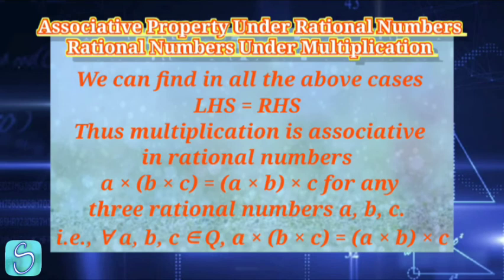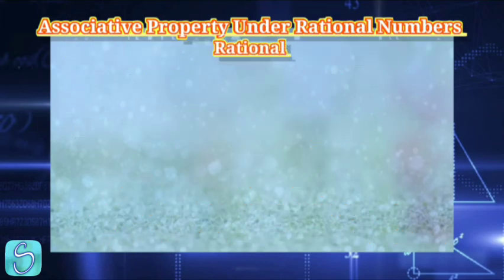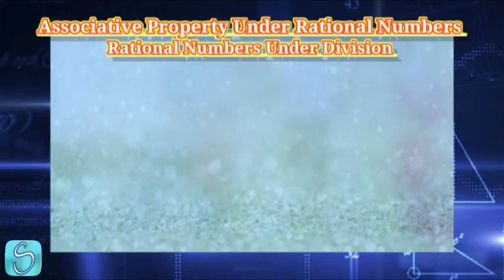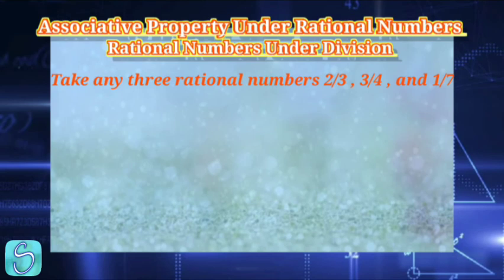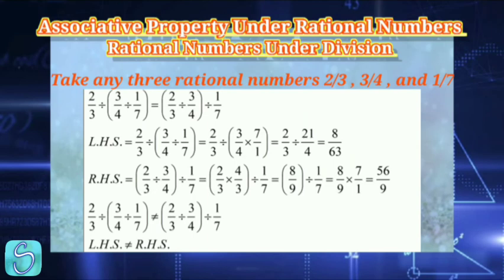That is, for all a, b, c belonging to Q, (a × b) × c is equal to a × (b × c). Rational numbers under division. Take any three rational numbers 2/3, 3/4 and 1/7. (2/3 ÷ 3/4) ÷ 1/7 is equal to 2/3 ÷ (3/4 ÷ 1/7).